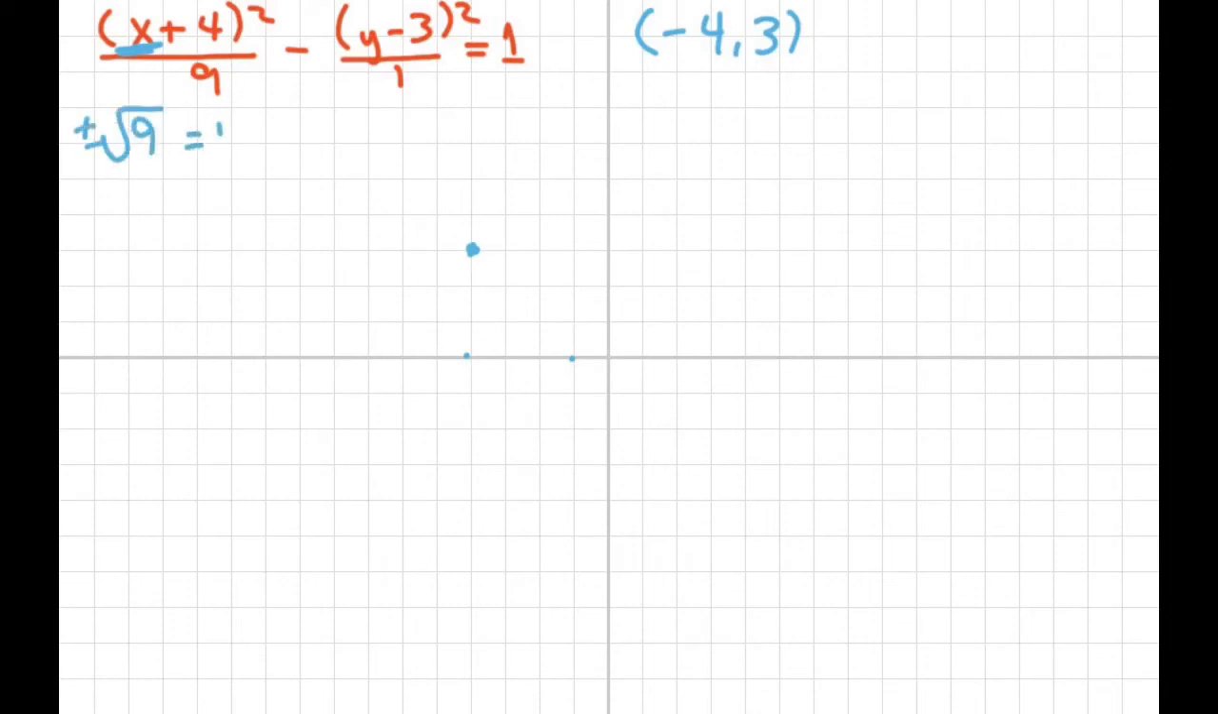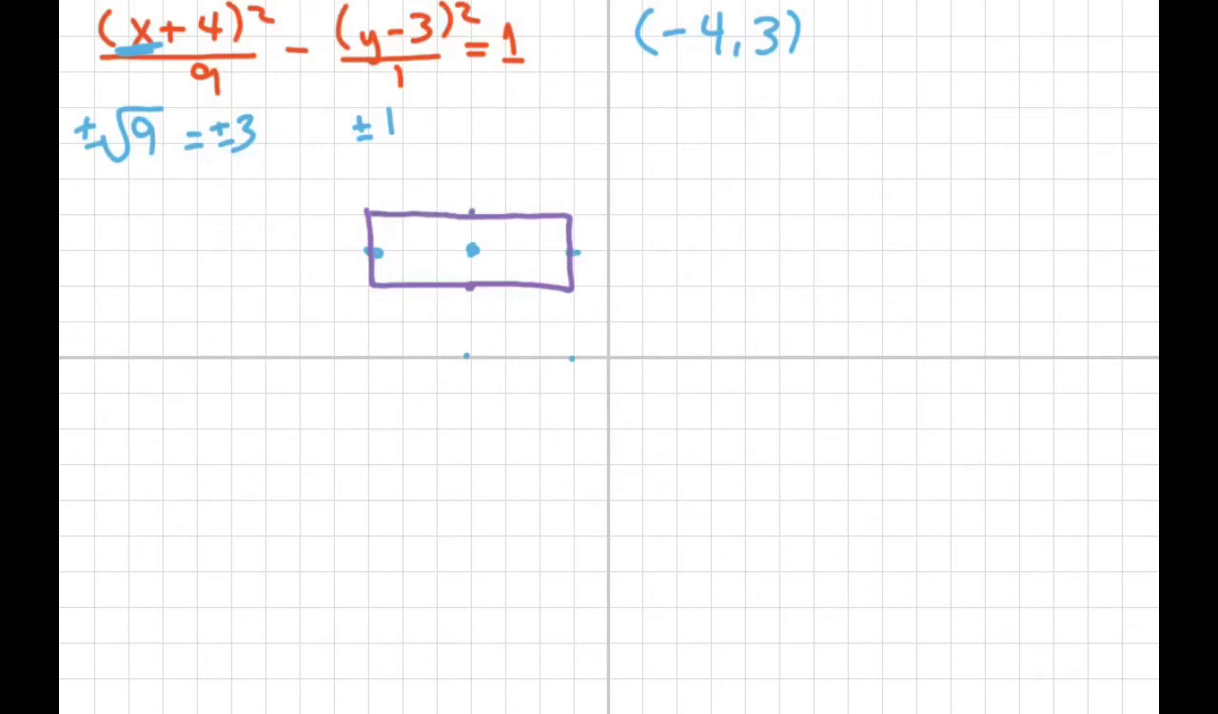So that's going to be plus or minus 3. So from here, my center, since it's under x, we go right 3 and left 3. 1, 2, 3. And under my y, I have 1. So that's plus or minus 1. Since it's under the y, I'm going to go up 1 and down 1. That's the vertical. I draw a little rectangle here.